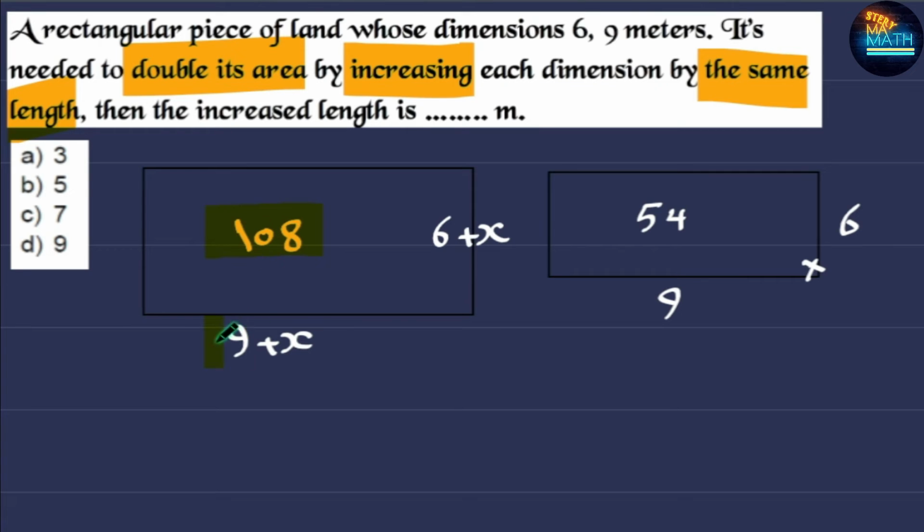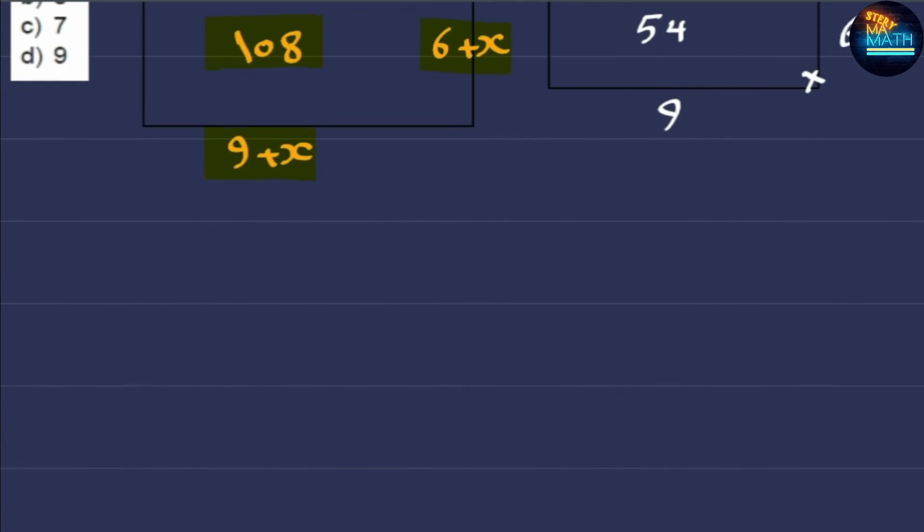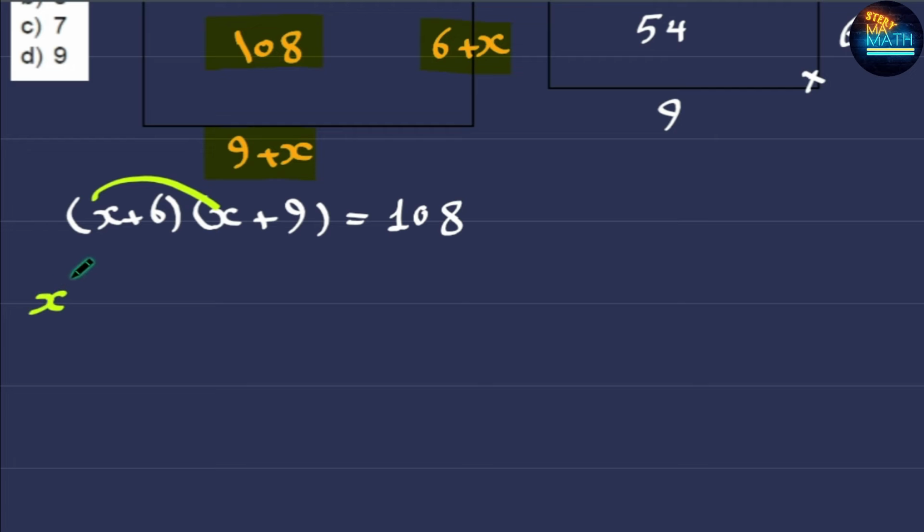Of course, you have the dimensions 9 plus x and 6 plus x, and their multiplication should be 108. So the first factor is x plus 6, and the second factor, or the second dimension, is x plus 9, and their multiplication should be 108. Now you can expand the expression on the left, the first term by the first term. x times x is x squared, and the last term by the last term, 6 times 9 is 54.